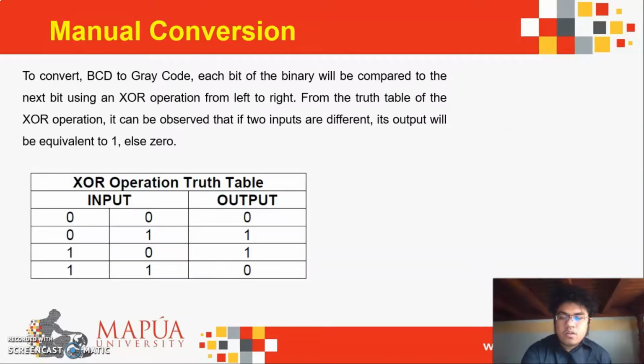In this slide, we are going to give an example of how to convert BCD to Gray code manually. To convert BCD to Gray code, each bit of the binary will be compared to the next bit using an XOR operation from left to right. From the truth table of the XOR operation, it can be observed that if the two inputs are different, its output will be equal to 1, else 0. The truth table can be shown below.